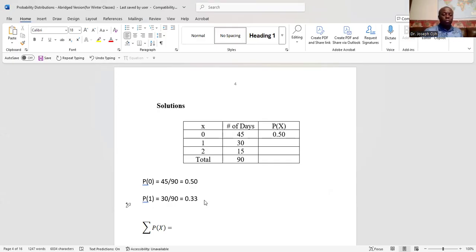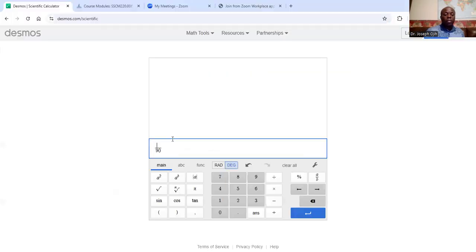Now for 2, P(2) will be equal to 15 divided by 90. So 15 divided by 90 gives 0.1666. I'm going to round it to 0.17.